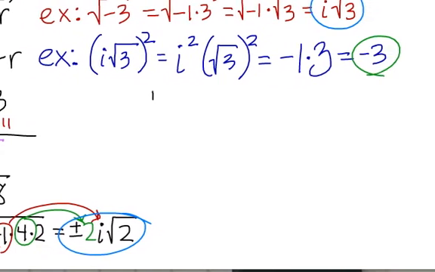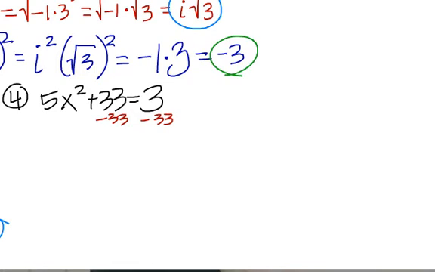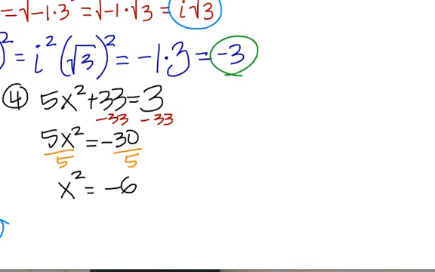And now I'd like to take a look at question 4. Question 4 is 5x squared plus 33 is equal to 3. Again, subtract 33 from both sides. We're left with 5x squared is equal to negative 30. We want to get x by itself, so we have to divide by 5 first. We're left with x squared is equal to negative 6.